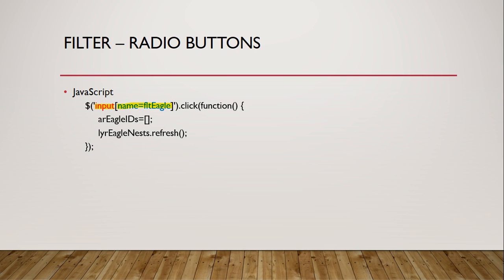But as it does that, remember it also runs our point to layer function and filter functions again, and it's in that filter function that the real work happens. And this is also why we need to reset the array holding the eagle nest IDs. If we didn't do that, when we refresh, it would just push a new set of IDs to that array, and then we'd have duplicates. And we don't want that. We only want to see the IDs that are in the currently selected group.